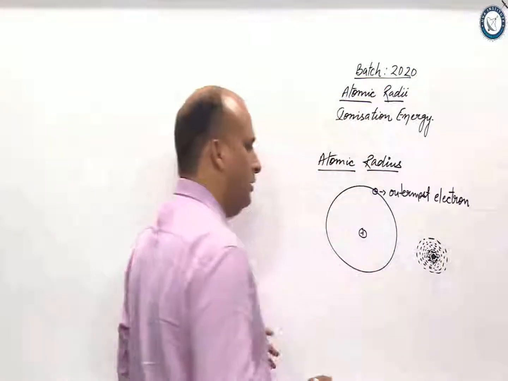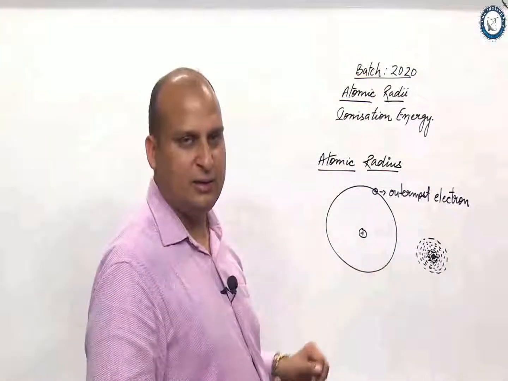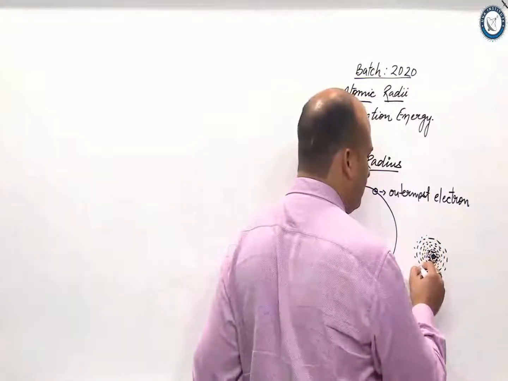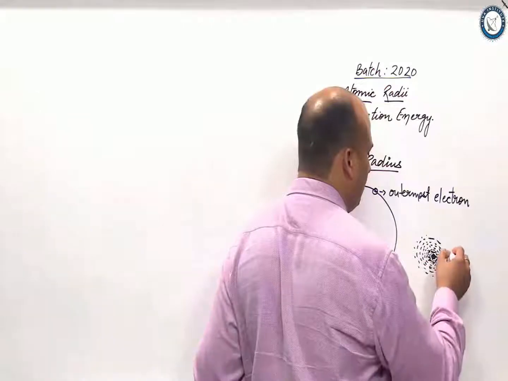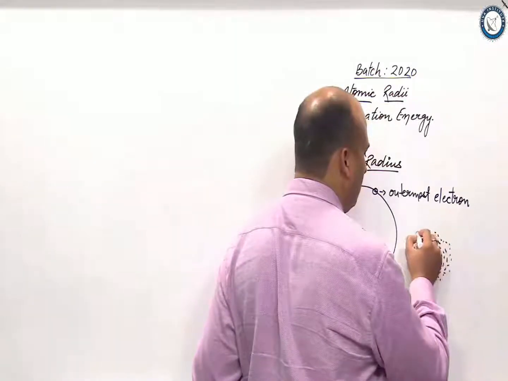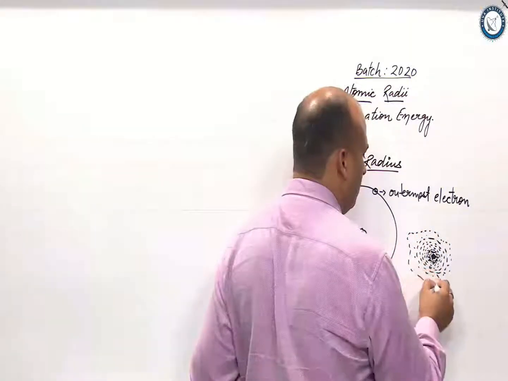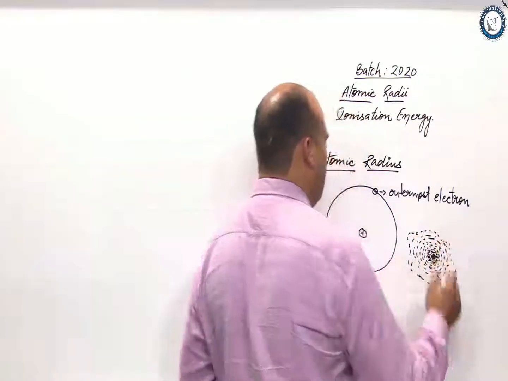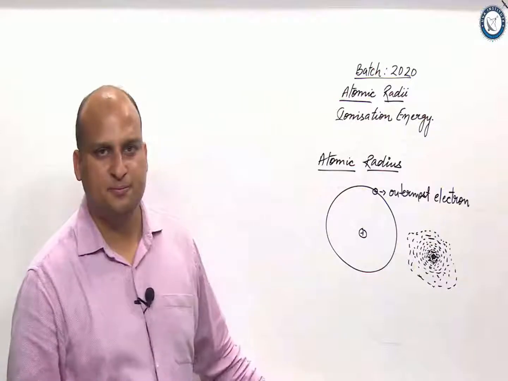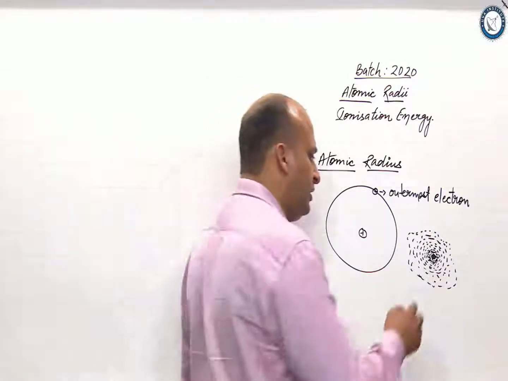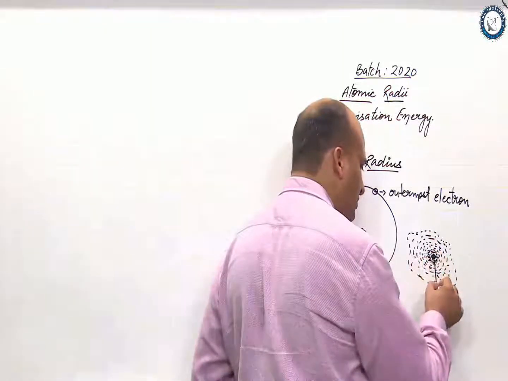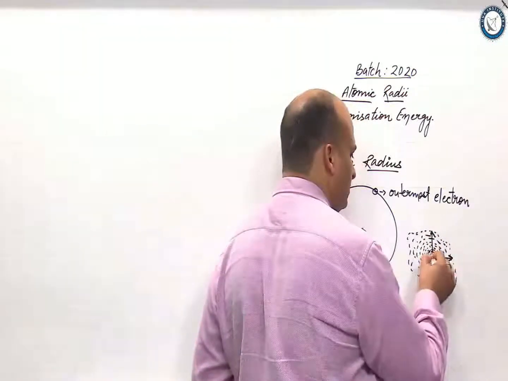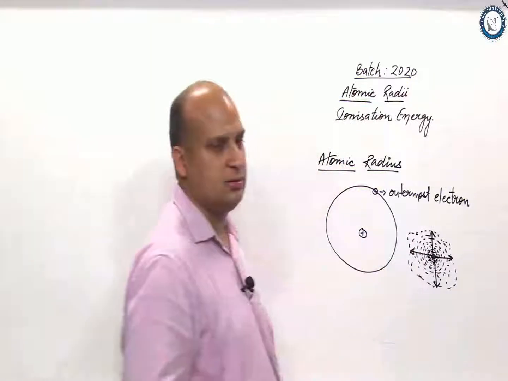Now see, in this diagram I am making complete circles, but it is not necessary, because they are clouds. Clouds generally do not have a fixed shape. So suppose this is the shape of the atom. So what we are saying is, from here I am measuring this distance, from here, from here, and from here.